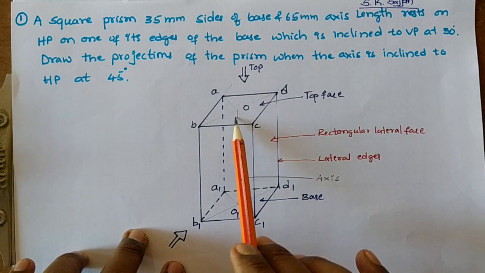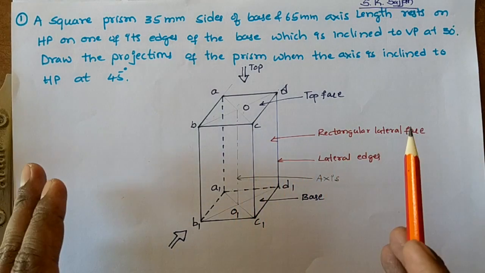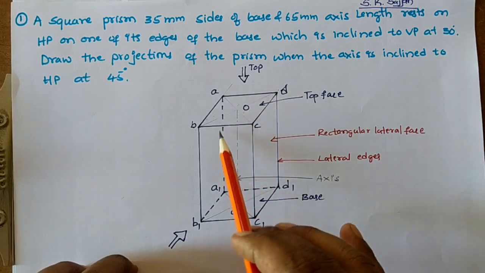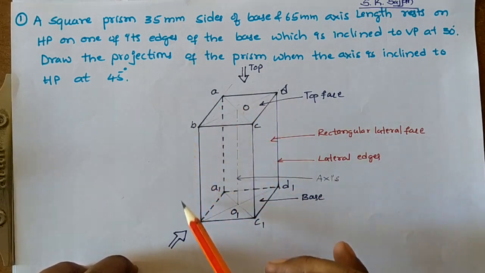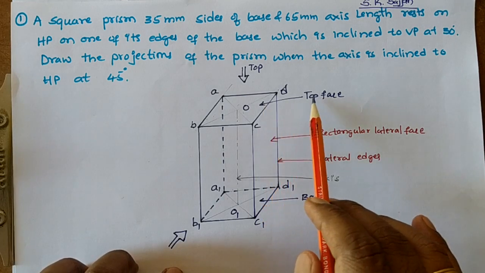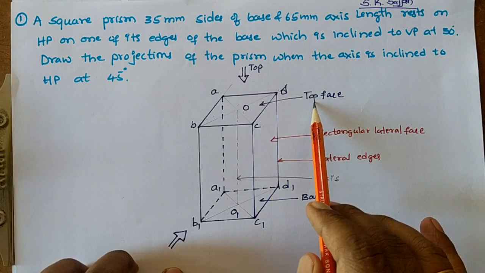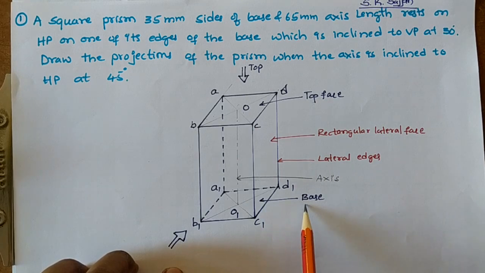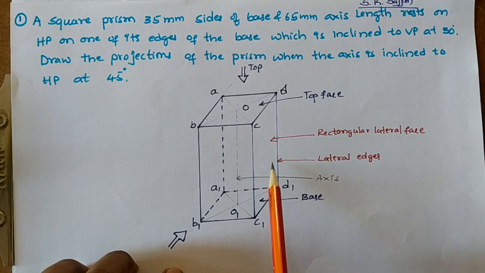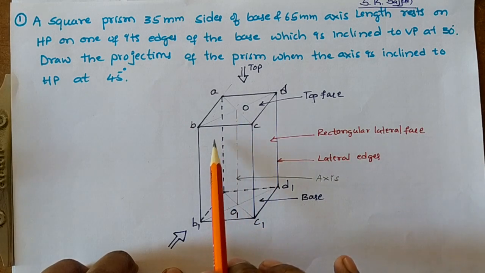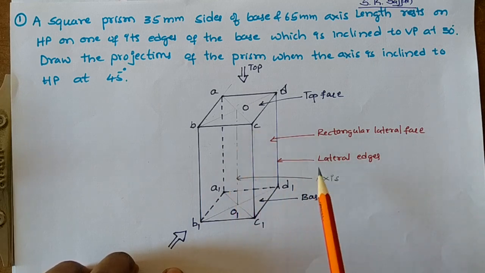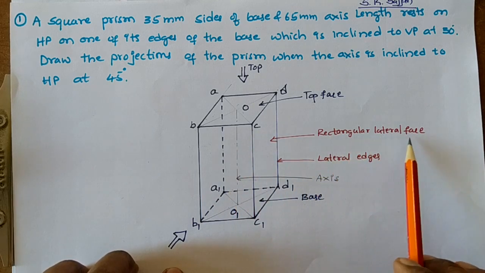These two faces are joined with the help of rectangular faces, and then the square prism will be formed. See, this is the top face of the square, and this is the base, and these four are the rectangular faces. This is 1, 2, 3, and this. These four are the rectangular lateral faces.